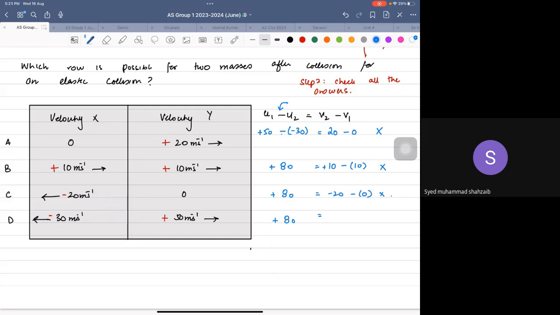Sorry, I put it wrong this way, my bad. 0 minus minus 20. This was V2. Okay, so this will be wrong. Then 80 equals to, if you see this, 50 minus, and then the other one is minus 30. So it basically becomes 80 equals to 80, which means this is the right answer. And I'm just going to pick this one.